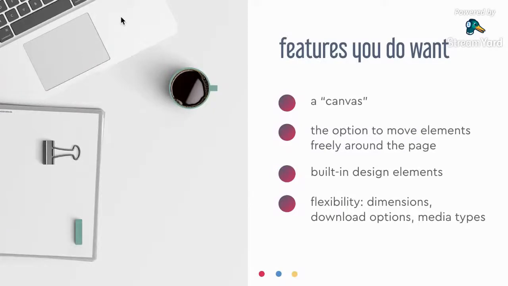And when I say canvas, you want to have a blank screen or a blank page where you can place elements that you're going to use in your design. So you might have a bit of text, you might have a large title, you might have some images on the screen, and because we're music teachers, you might have notation images or chord diagrams and so on.